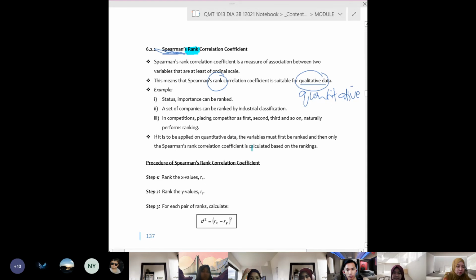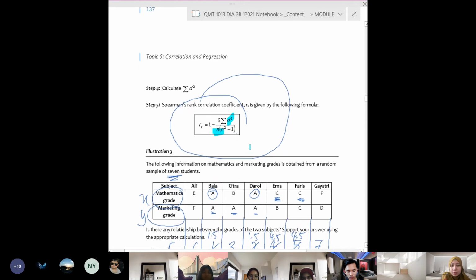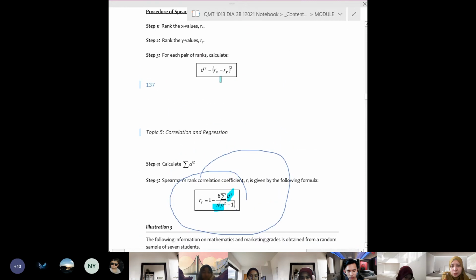Okay, so we are going to see here. This is the formula that we have, which is Rs equals 1 minus 6 times the sum of D squared over n times (n squared minus 1). So the n is just similar to what we had before. The only different thing that we have here is the D value. Okay, so how do we find the D value? The D value is actually the difference between the rank of X and the rank of Y.